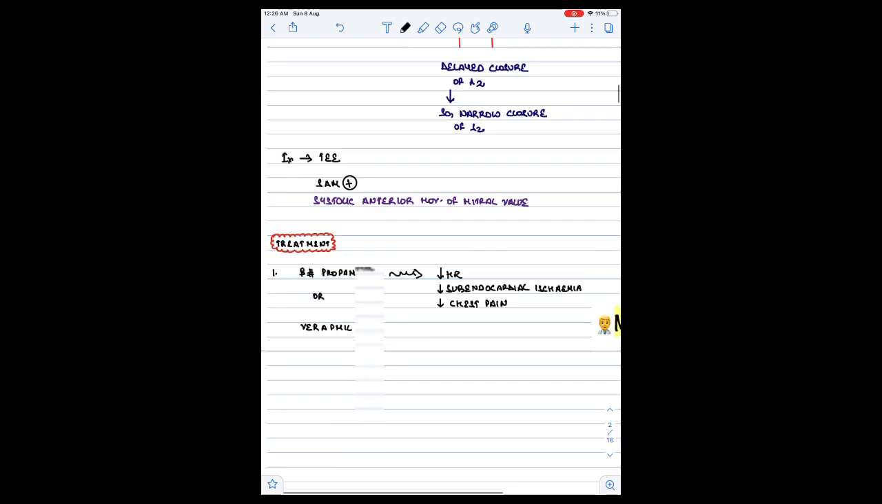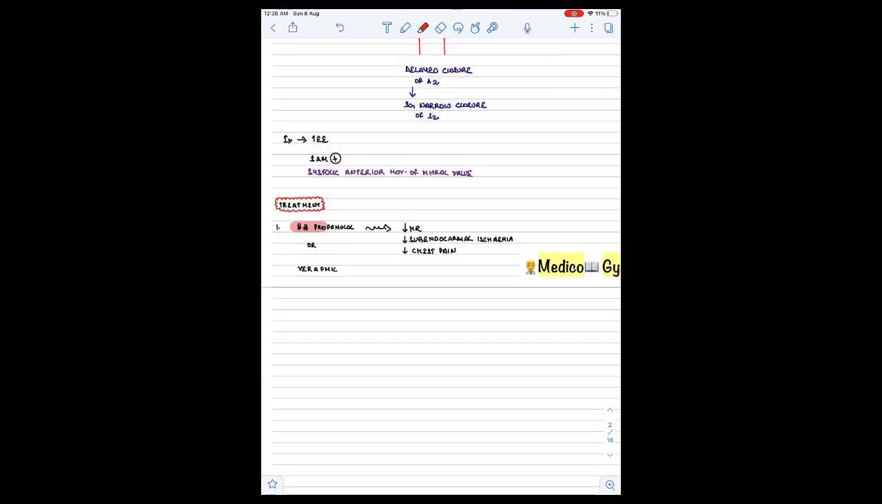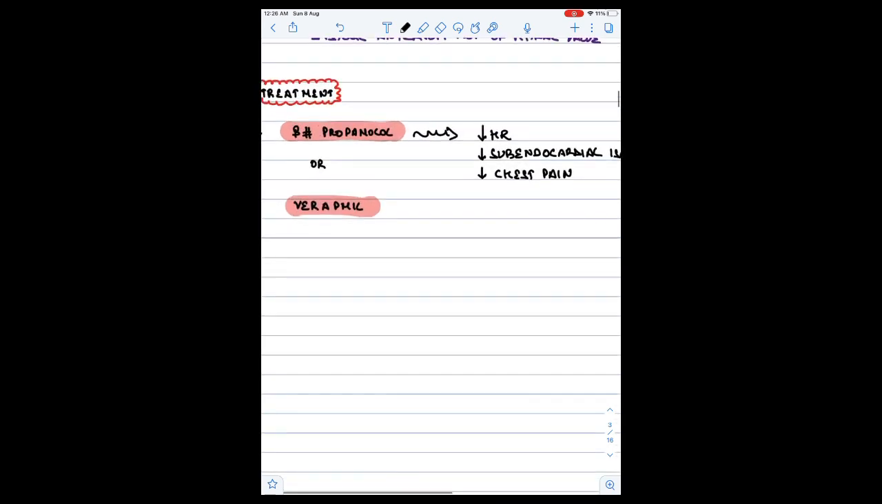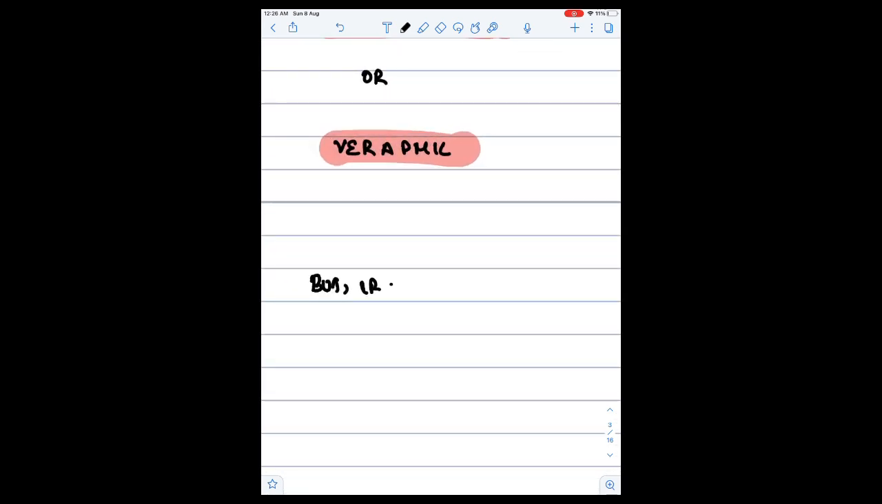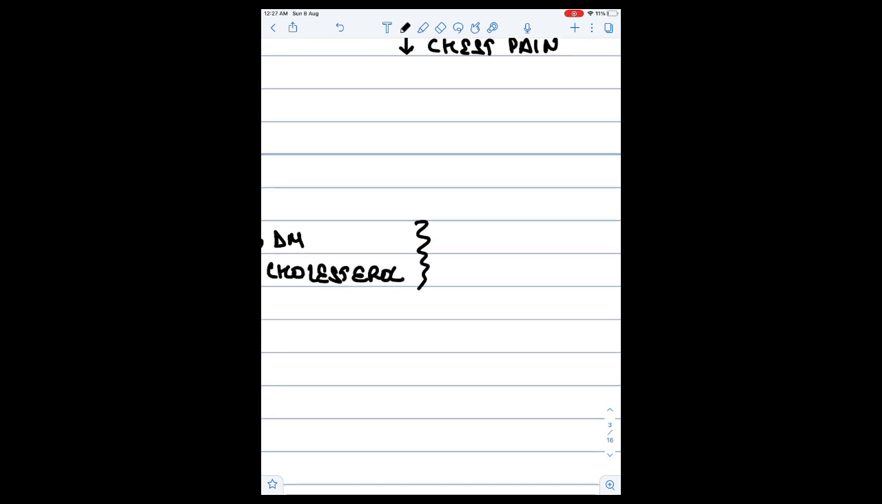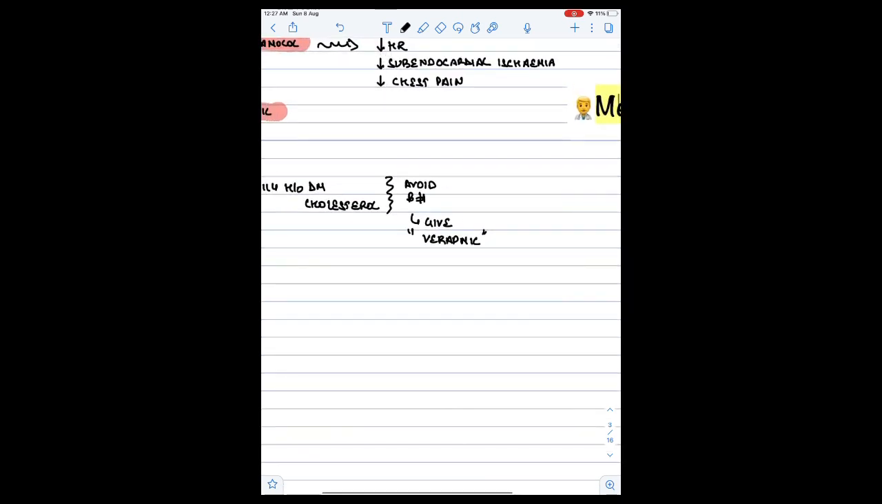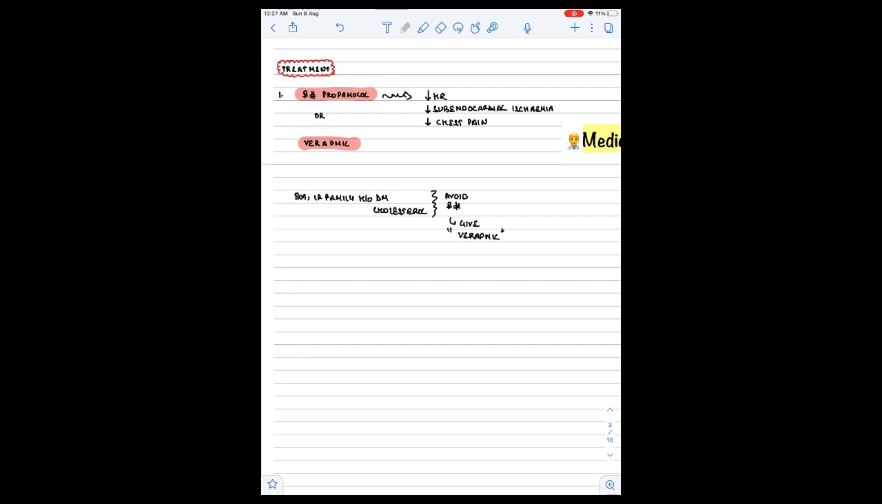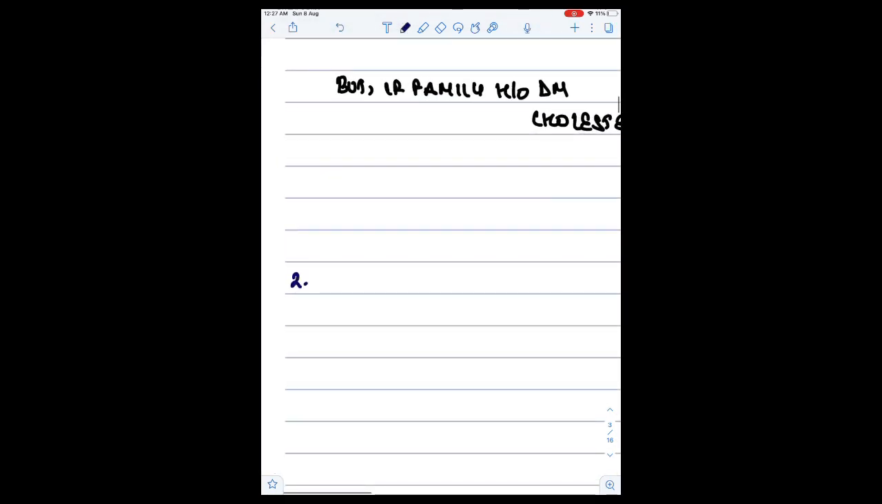But when I tell the patient that I am prescribing him a beta blocker, as the patient was educated, he says, sir, I have a family history of diabetes and cholesterol. My parents, my grandparents, all of them have diabetes and hypercholesterolemia. So I will tell him, as there is a family history of diabetes and increased cholesterol level, that beta blocker is not the drug of choice for you. You should be taking verapamil. So I will prescribe that patient verapamil, not beta blockers such as propranolol, because there is a family history of diabetes and cholesterol.